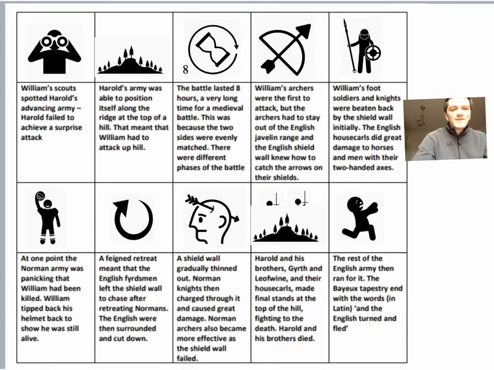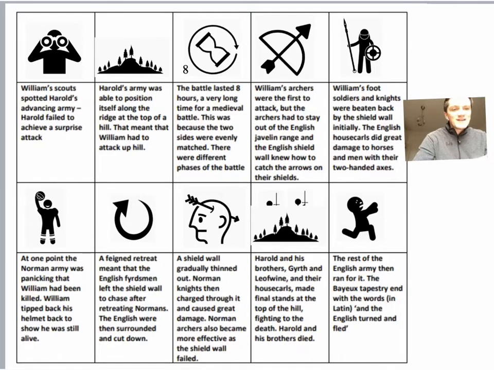Next, we've got the tactic of the feigned retreat. This meant that the English herdsmen left the shield wall to chase the retreating Normans. The English were then surrounded and cut down. So William's men attacked, and when they thought they couldn't attack anymore, they marched back. This brings Harold's men down off the hill, pursuing them. What then happens is we turn around quickly, as shown in the arrow, and cut them off and cut them down.